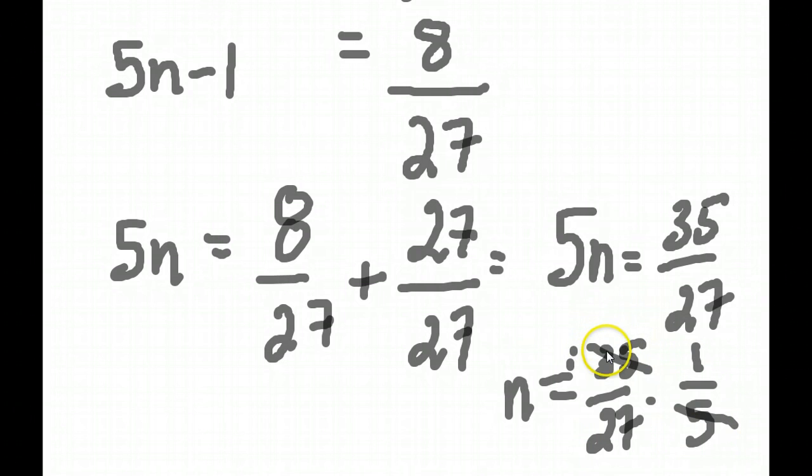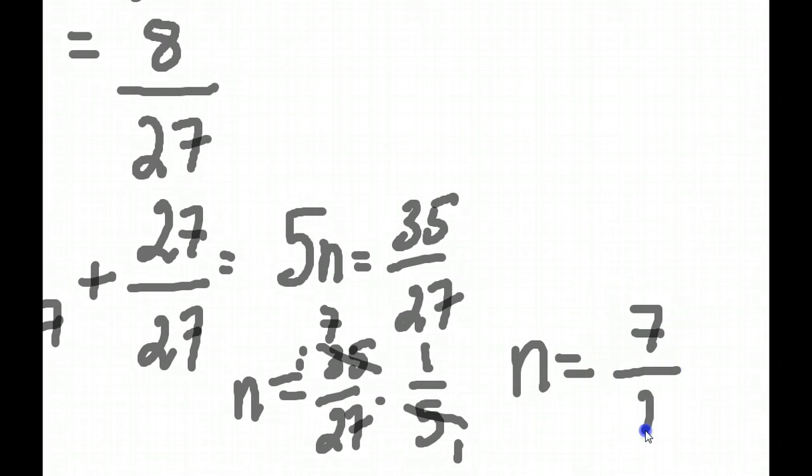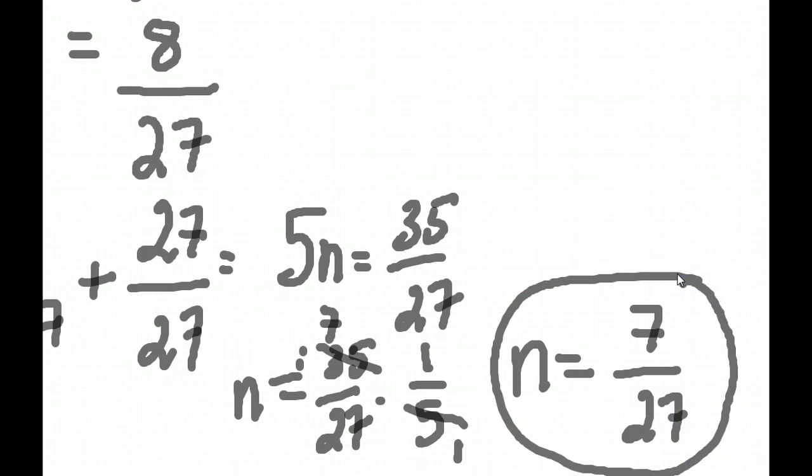And we can simplify, cross cancel 35 and the 5. So on the new numerator on our left fraction, 5 goes into 35 7 times. And then that 5 in the second denominator becomes a 1. So we end up with n = 7/27, and that's our answer. So that is example 3 on page 264.